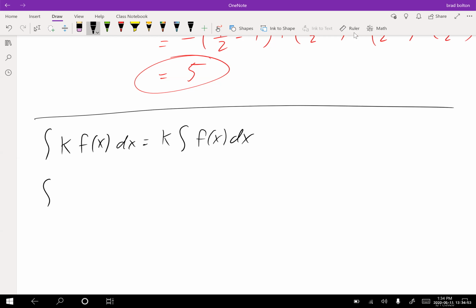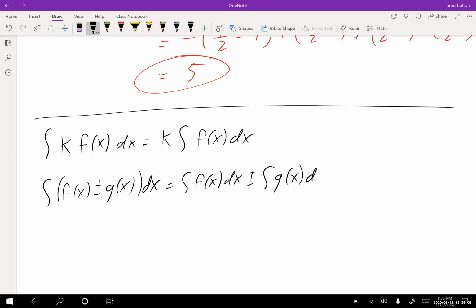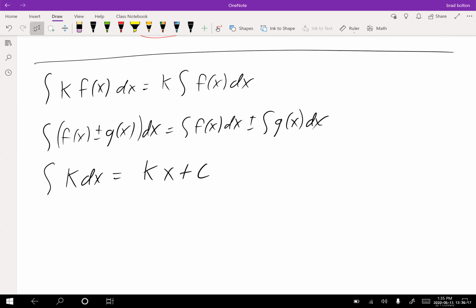We have the integral of f of x plus or minus g of x dx. Well, that's the integral of f of x dx plus or minus the integral of g of x dx. We have the integral of k dx, and that's just equal to kx plus c. So whenever you're integrating a constant, it's just that constant times x or t or whatever variable you're working with.